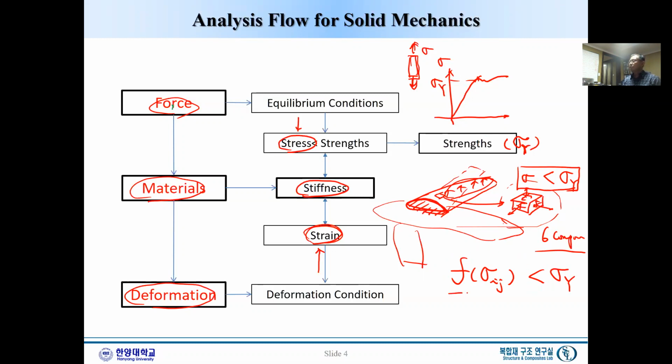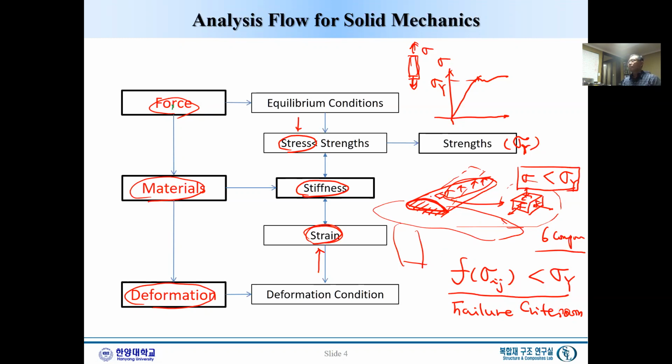So this is what we call the failure criterion. Failure criterion, and that is a very important procedure. Very important procedure in design.